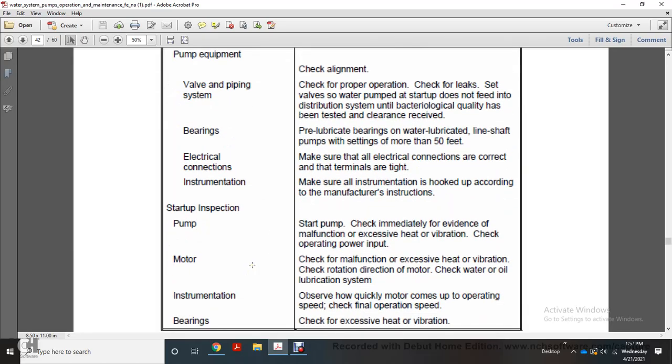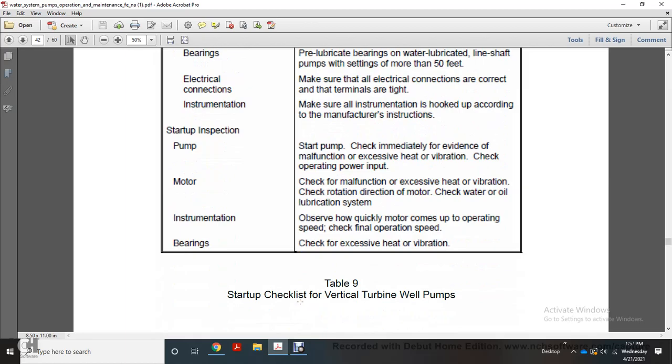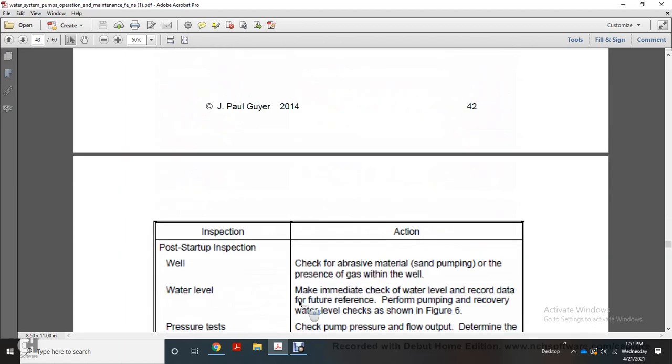Startup inspection. Start up the pump and check it immediately for malfunction, except for heat and vibration. Check vibration and power input. Motor: check for malfunction, except for heat. Vibration: check the direction of the motor. Check the water, oil, lubrication system, and instrumentation. Serve quickly as the motor comes up to operating speed. Check the final operating speed. Bearings: check for excessive heat or vibration.